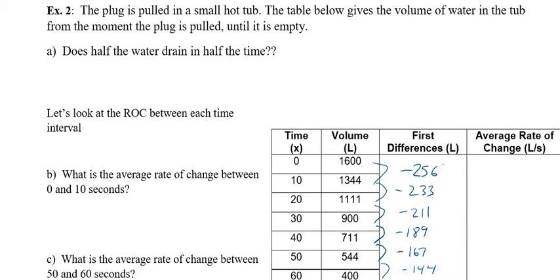So let's compare. First of all, you're going to notice that at time 0, there's 1,600. So if we're looking at half of that, that's going to be half the volume at 0, which is equal to a half times 1,600, or 800. We're measuring in liters right now. So half the volume at the start is 800 liters, but let's compare.